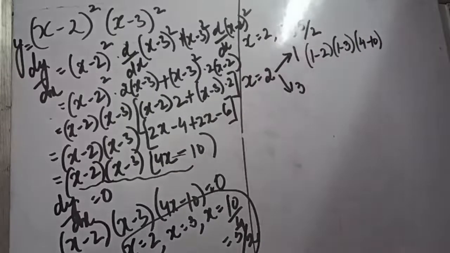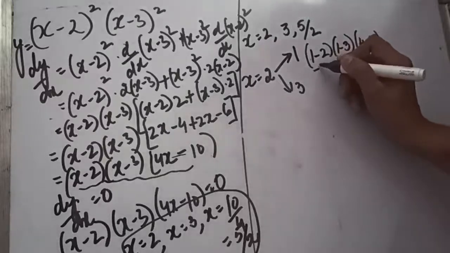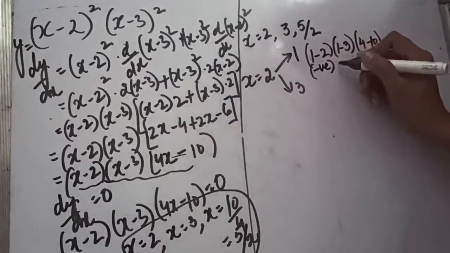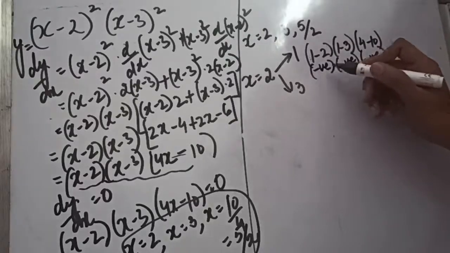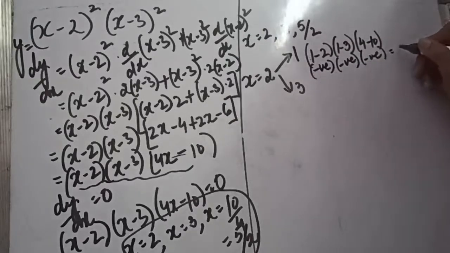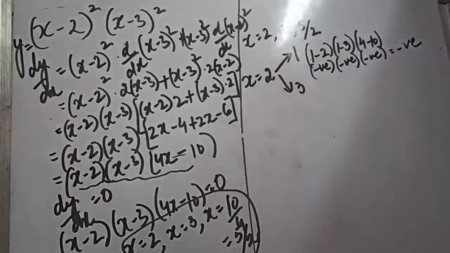So now you have to just observe the signs. When you will solve this, it will be negative. Solving this, it will be negative. Solving this, it will be negative. So minus minus plus, plus minus minus. So ultimately we are getting a negative value.